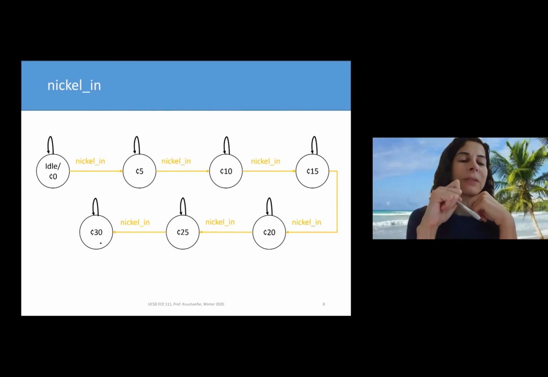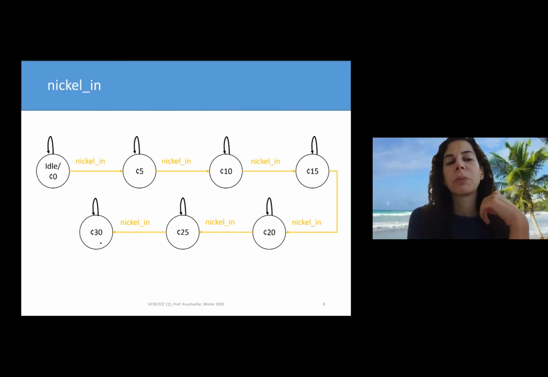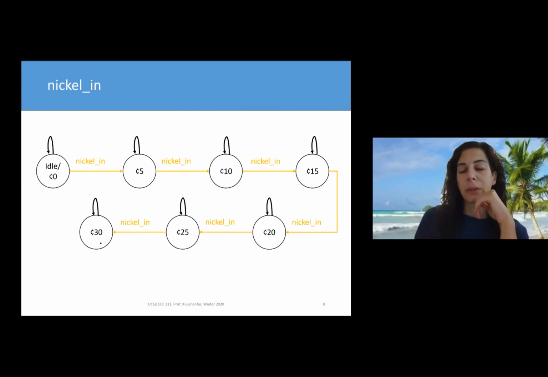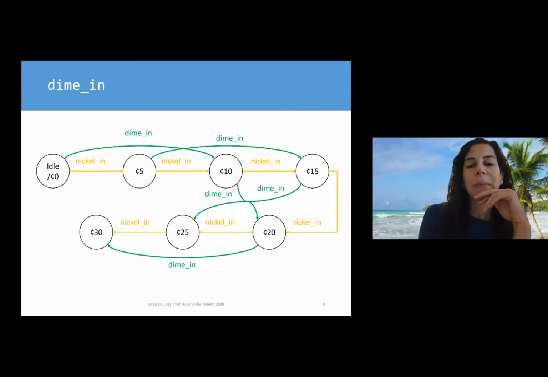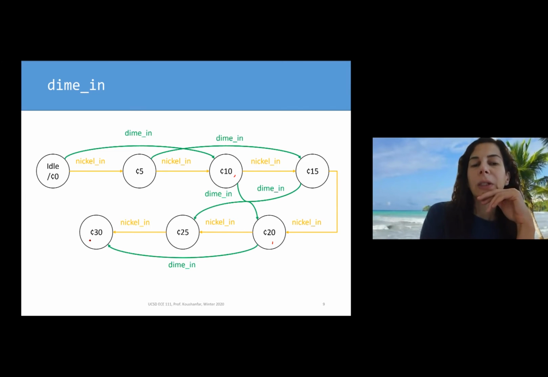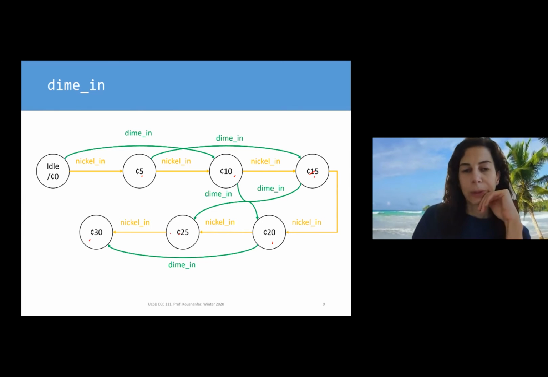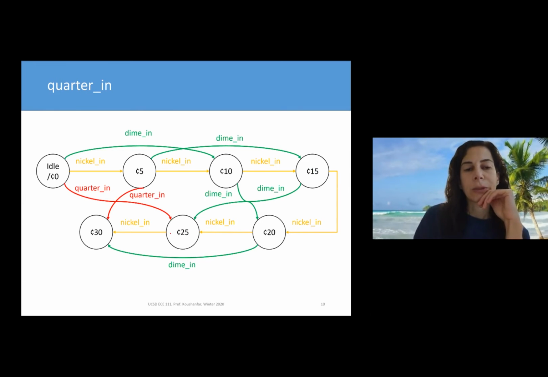But there could be other inputs, for example, a dime in, and if I get the nickel in, I would go this way. If I get a dime in, I go from 0 to 10, from 10 to 20, from 20 to 30, or I get it here, I go from 5 to 15, from 15 to 25. That's the way I would transition.